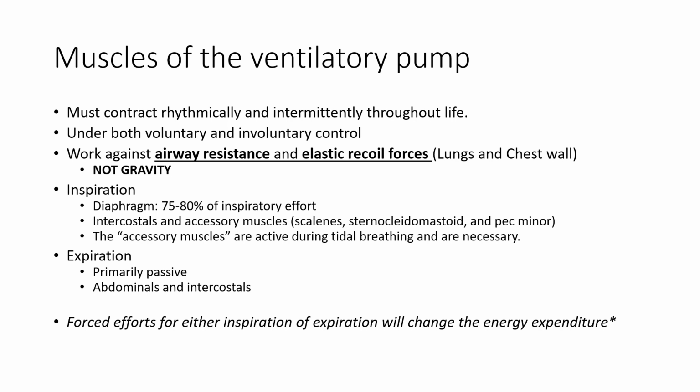Now, for inspiration, which is an active process, the majority of that effort is produced by the diaphragm, or the thoracic diaphragm, which, depending on the book you may read, provides 75 to 80% of the inspiratory effort. The diaphragm, again, is stimulated by the phrenic nerve, which comes from nerve roots C3 through C5, primarily contributions from C4. Now, we also have quote-unquote accessory muscles, so muscles that account for the remaining 15 to 20%.